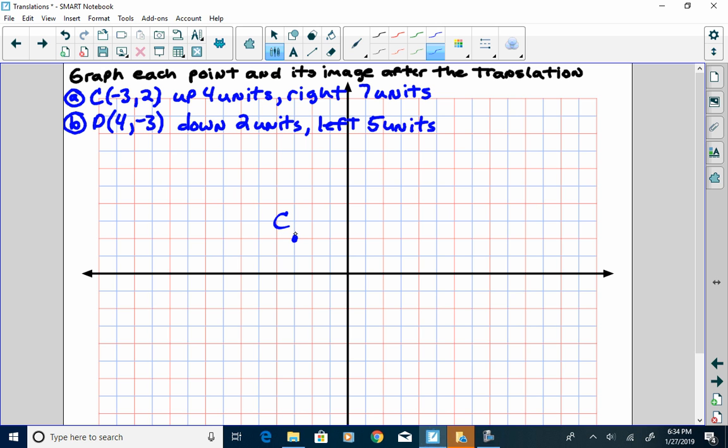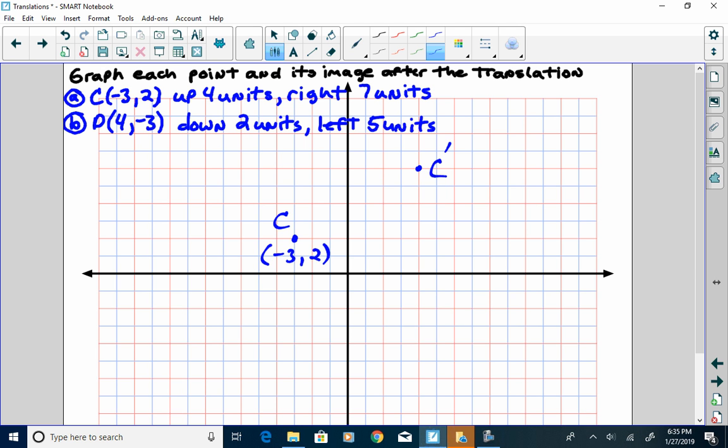They want us to take point C and translate that point C up 4 units, right 7 units. Okay, so from point C, we're going to go up 4, 1, 2, 3, 4, right 7, 1, 2, 3, 4, 5, 6, 7. We're going to put a point. That is our image point, so we use prime notation to note that that is an image. Point C is what's called the pre-image. C prime is our image. Our original point, C, was located at -3, 2.